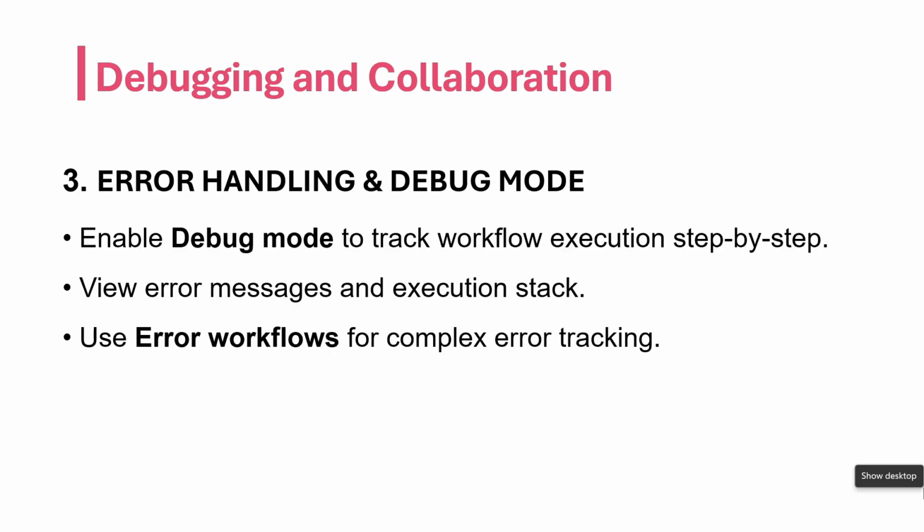Now, next we have debug mode. This helps us trace each step as it runs. You can see the complete execution stack, which is super helpful to identify the exact node causing issues. If a node fails, n8n also displays a clear error message and stack trace. For more advanced cases, we can even set up a dedicated error workflow which triggers automatically whenever any node fails, sending you a notification and logging the error for future review.